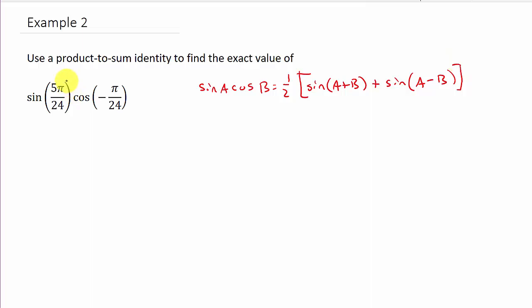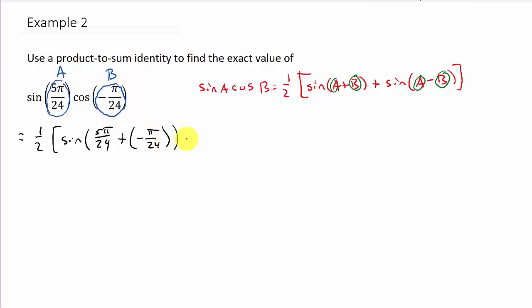Now this angle here, the 5 pi over 24, will be angle A. This angle here, the negative pi over 24, will be angle B. Then all we do is take the 5 pi over 24 and plug that in for A, and the negative pi over 24 we plug in for B. Let's go ahead and do that. So I get 1/2 times the sine of A plus B, so that's 5 pi over 24 plus negative pi over 24, plus the sine of A, which is 5 pi over 24, minus B, which is negative pi over 24.